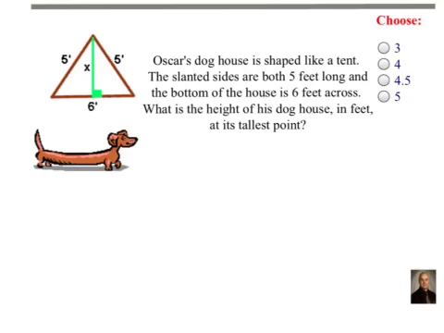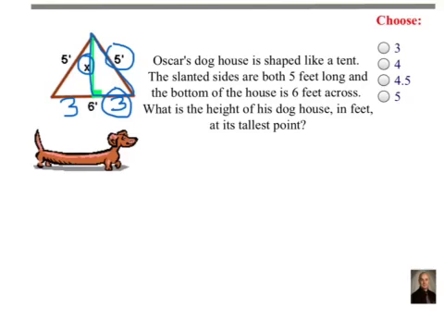So this is a little bit more complicated. If we know the base is 6 feet across, then each half of that base is 3 feet across. By using that, we can find a right triangle where one leg is 3. We don't know the other leg, we'll call it x for now, and the hypotenuse, the slanted side of the tent, is 5 feet long.